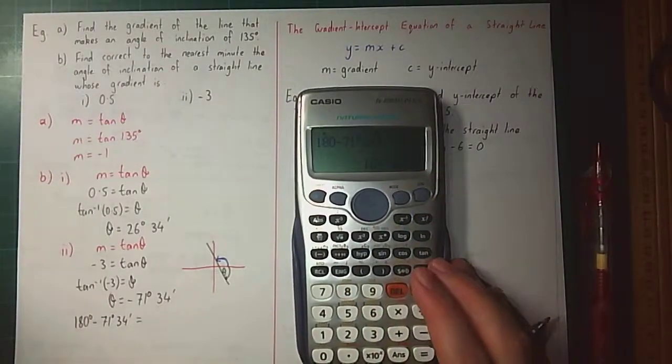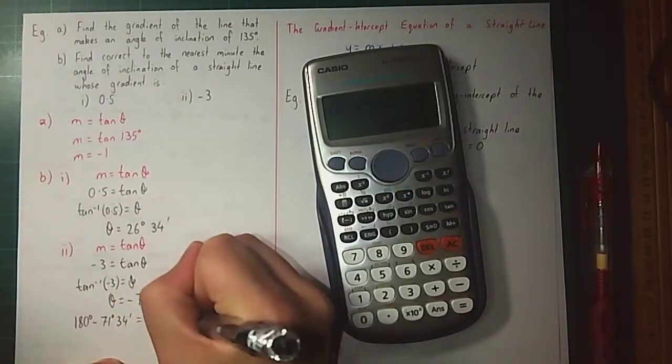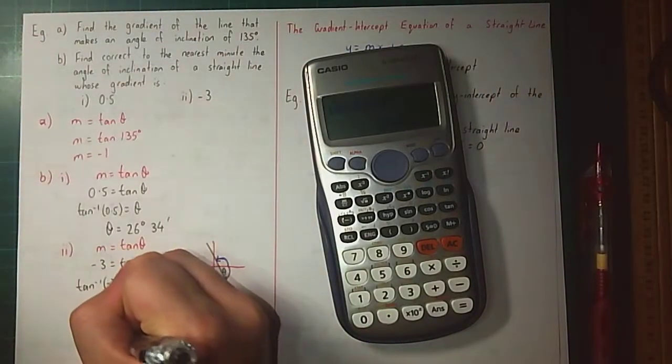We get 108 degrees and 26 minutes. And so that's our true theta. That's our actual angle we're looking for.